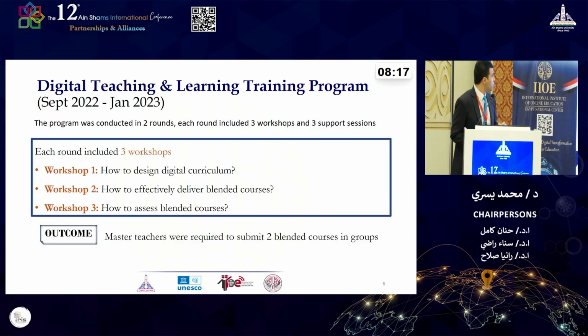So the program was conducted in 2 rounds. Each round included 3 workshops. They were how to design digital curriculum, how to effectively deliver blended courses, and how to assess blended courses. Following each of these 3 workshops, there was a support session. In this support session, the trainees or the master teachers worked together in order to use the tools and skills explained in the workshop and implemented to enhance one of the courses in their respective fields.